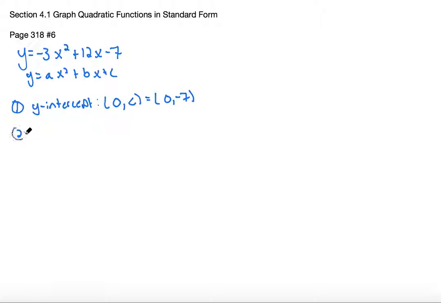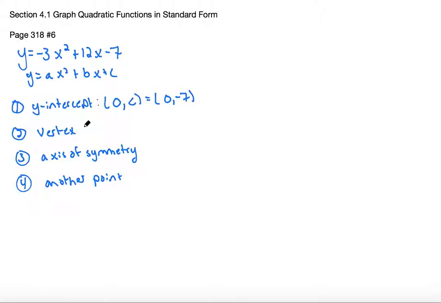Now, the second and third things are related. So we're going to find the vertex, and we're going to find the axis of symmetry. And then the fourth thing is we're just going to find another point to help us graph this parabola.